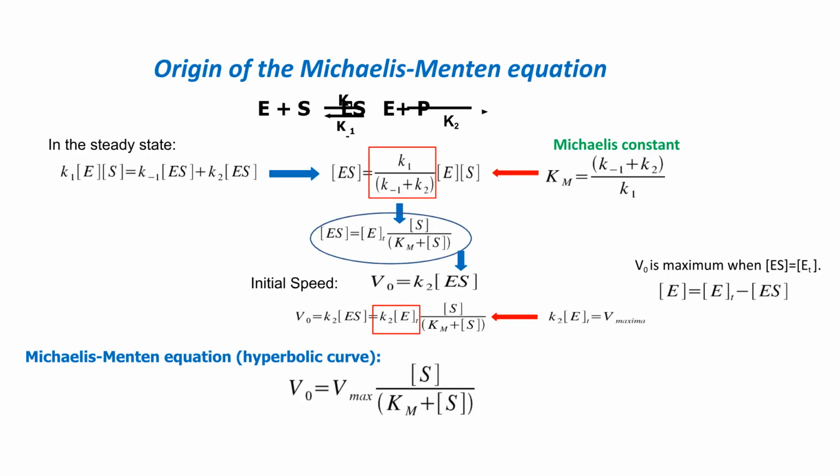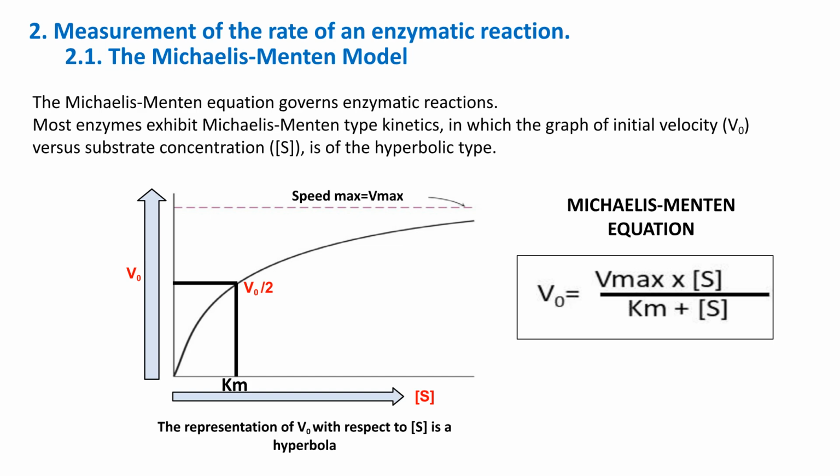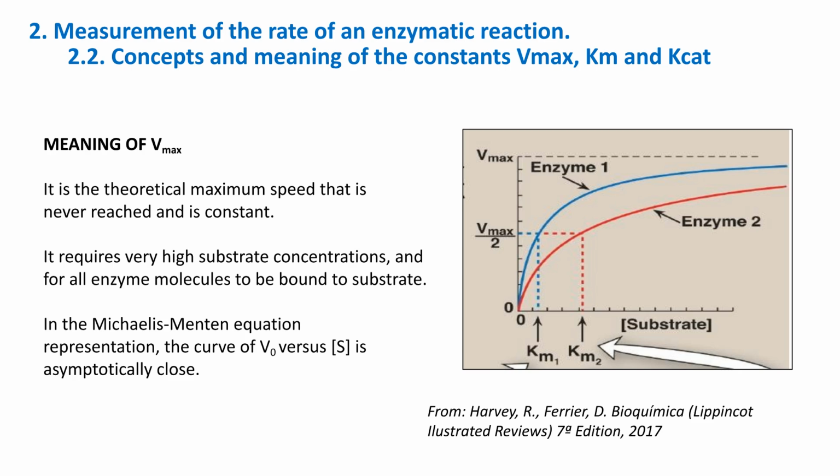The Michaelis-Menten equation derives from the steps E plus S forms ES, which then forms E plus P. The initial speed and steady-state conditions lead to the hyperbolic Michaelis-Menten equation. This image highlights the hyperbolic curve of the Michaelis-Menten equation, showing V0 versus substrate concentration and illustrating Vmax, Km, and V0 over 2. Vmax is the theoretical maximum speed achieved when the enzyme is saturated with substrate.